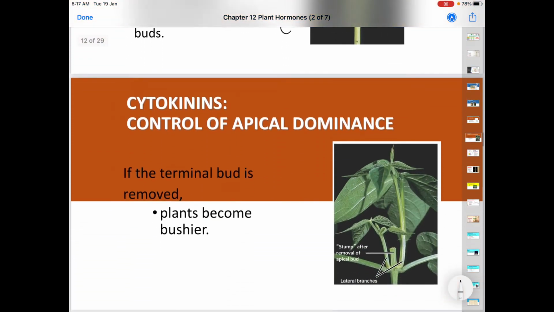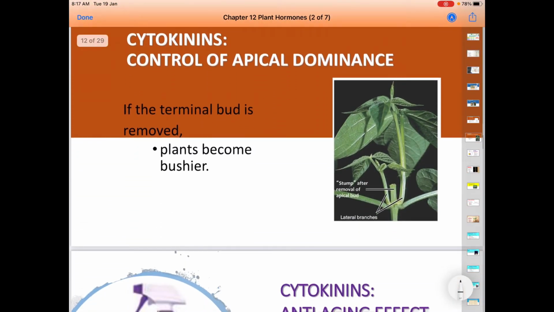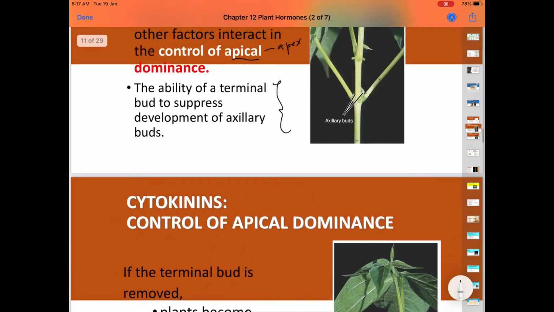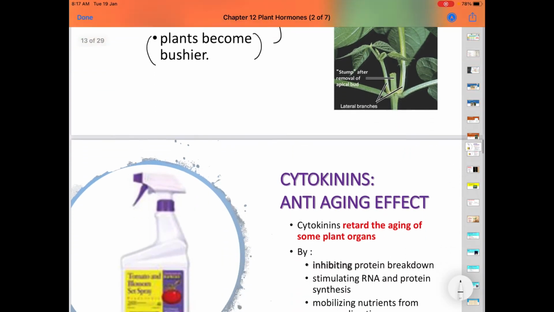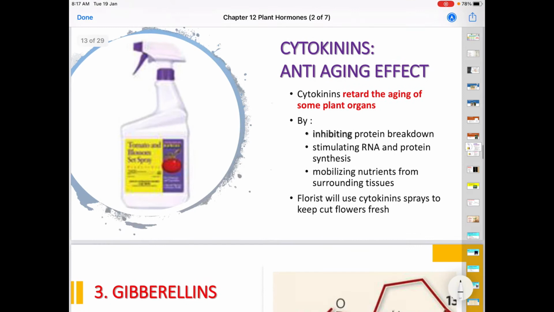So this is another function of cytokinins. If the terminal bud is removed, the plant becomes bushier. So this is one step. Normally gardeners cut the terminal bud in order to make the plant bushier.